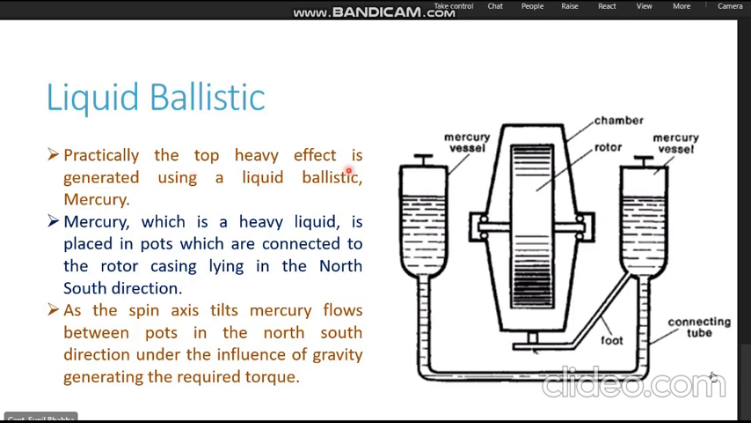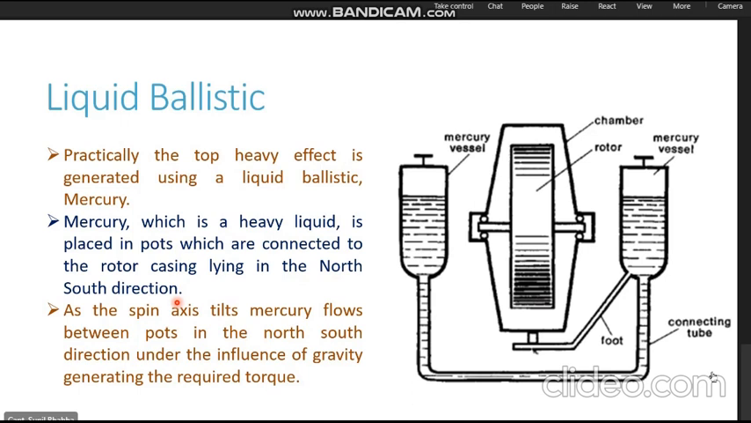So practically the top heavy effect, or if you require the bottom heavy effect, it is generated using a liquid ballistic. Ballistic means something like the ship's ballast, a liquid which we require to put some weight for our advantage, for our benefit. So in this case, we want some weight to be fitted on the casing, and that weight is generated because of mercury. So that is why it is called a mercury ballistic. Now mercury, which is a heavy liquid, is placed in pots which are connected to the rotor casing. These pots are lying in the north-south direction.